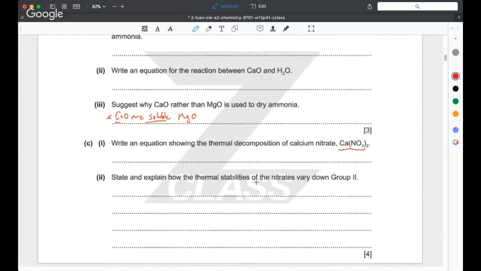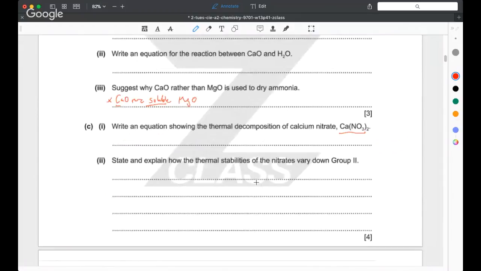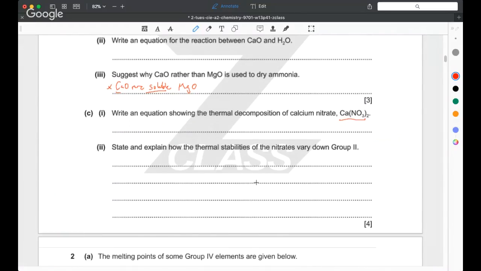Same for the thermal stabilities of nitrates. As you go down group 2, they become more stable. Again, that's just something that you can look up in the revision guides or textbooks. They have very good explanations of that.